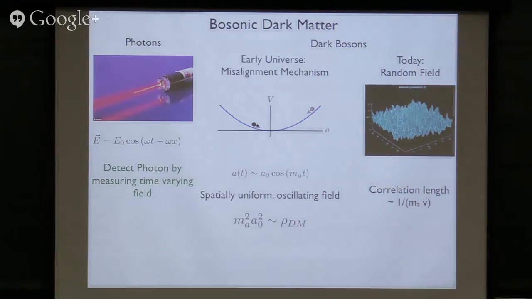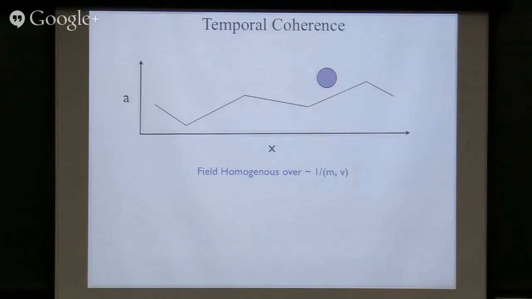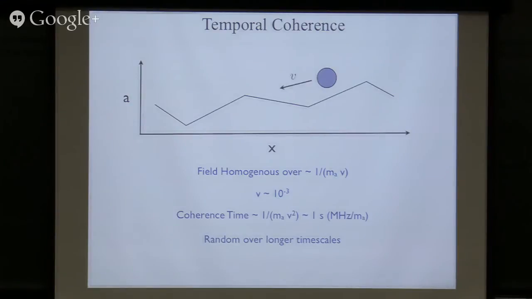However, what we care about today is not just the correlation length, we care about a correlation time. Because when you do experiments, you care about how long you can sit and enjoy this correlation. So, how do we compute the temporal coherence? Well, there are some detectors sitting somewhere here, and we ask, how long does it take for us to traverse a distance of size 1 over mv? So the relative velocity between the Earth and the dark matter is also v. So the coherence time is then 1 over mv divided by v, or 1 over mv squared.